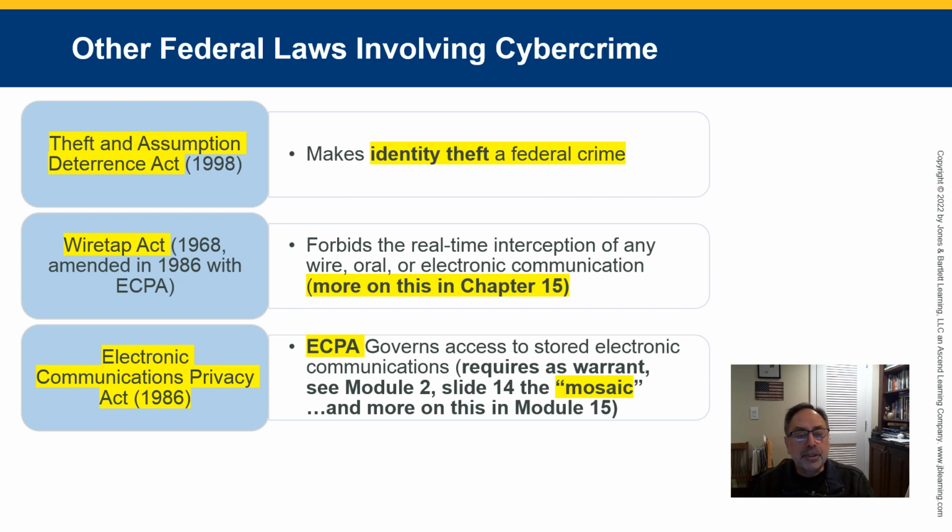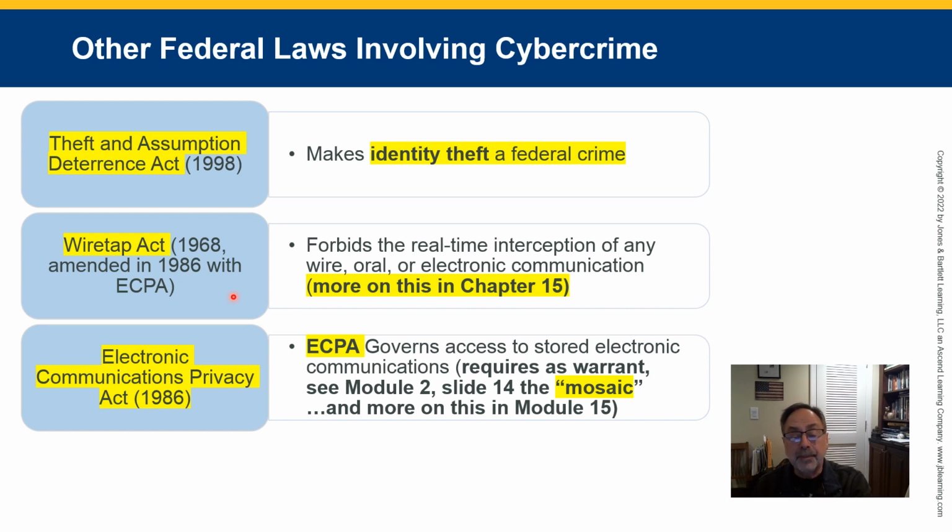All right, the next few slides go through specific laws that are involved with cybercrime. The first one here is the Identity Theft and Assumption Deterrence Act, and this essentially makes identity theft a federal crime. There's also the Wiretap Act that was passed in 1968. It basically requires a warrant to wiretap and listen to a phone call.